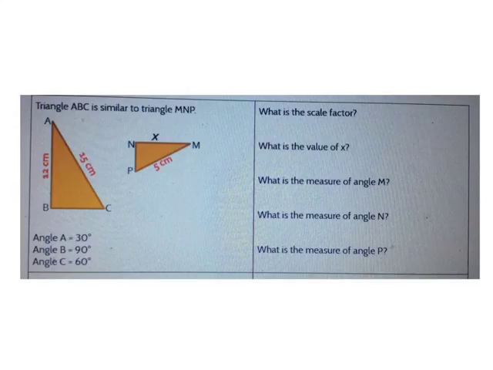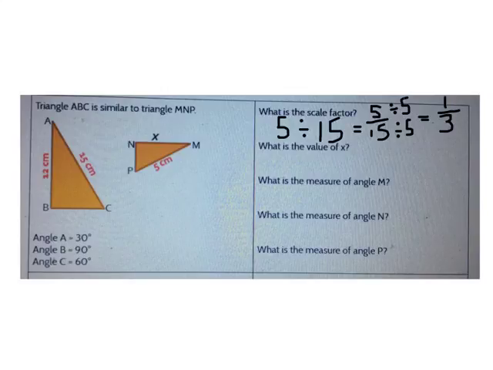Let's try another. Triangle ABC is similar to triangle MNP. What's the scale factor? I can divide 5 divided by the corresponding side, 15. Write that as a fraction. It's 5 over 15. What's the largest number that goes into both? 5 is the largest number that I can divide both 5 and 15 by. When I simplify, what's my scale factor? It's 1/3. So what's the value of x? Well, I can multiply corresponding side 12 times the scale factor 1/3. X is equal to 4 units.